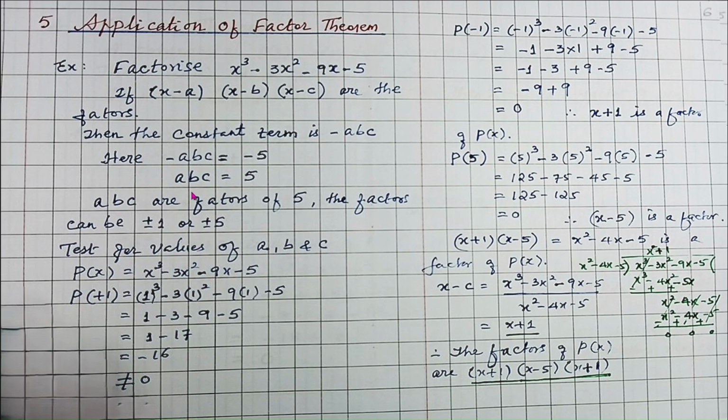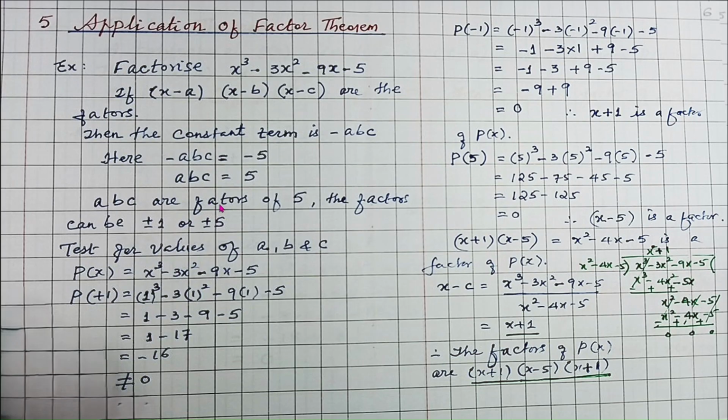Then we will go for p of minus 1. When we find p of minus 1, wherever x is there, put minus 1. Therefore minus 1 cube, and we simplify it, we get p of minus 1 as 0. If p of minus 1 is 0, then x plus 1 is a factor. Now find p of 5. Wherever x is there, put 5. Again we get p of 5 is equal to 0. That means x minus 5 is a factor.